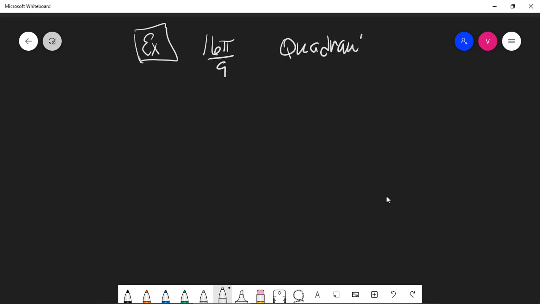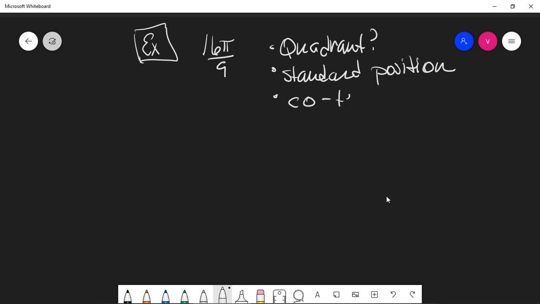I'm going to clear this off right now. So let's do this problem. Let's do 16 pi over 9. Where in the circle is this? Put it in the right quadrant. And then maybe you want to say put it in standard position. And then maybe we want to list some coterminal angles just so we're getting practice.